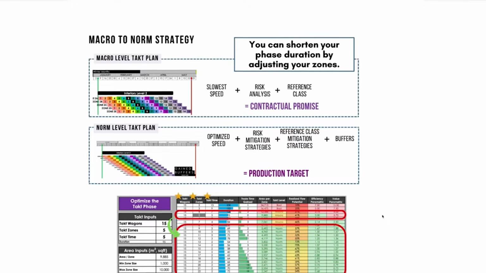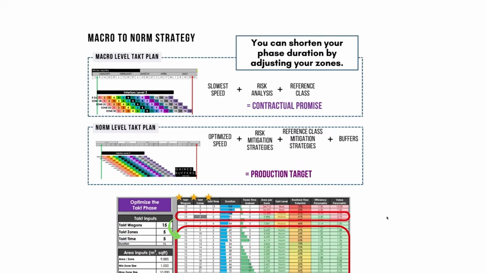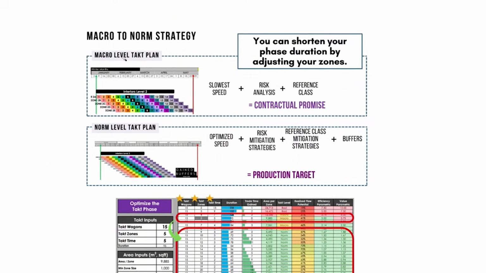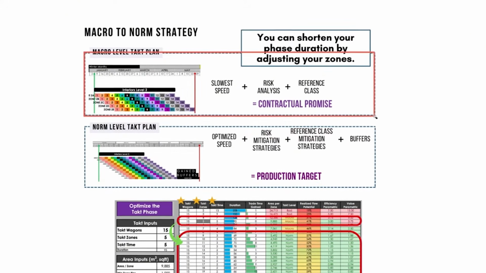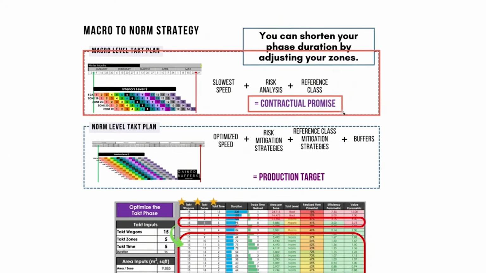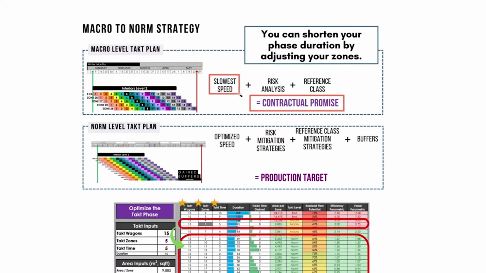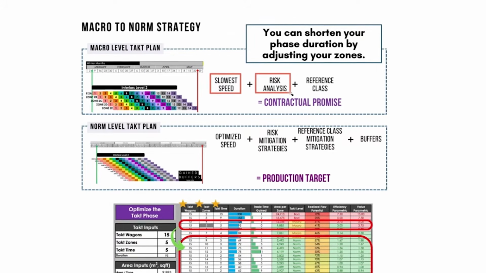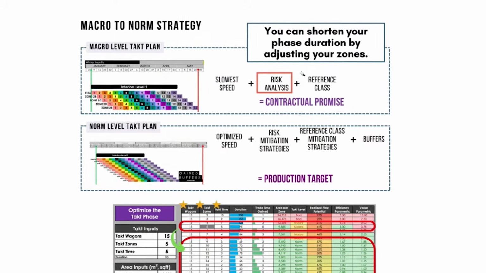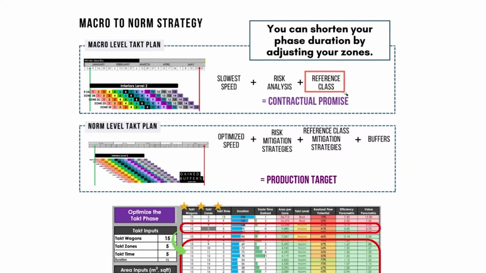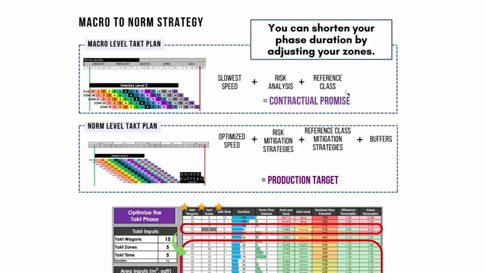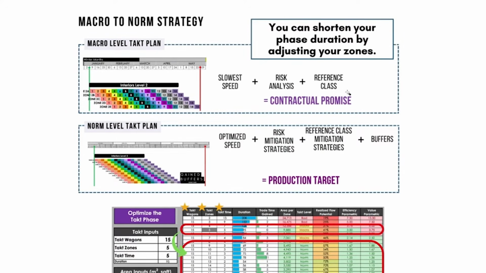Let me talk to you about how we set the plan. I think you're going to like this. If you don't, please don't tell me. You're going to hurt my feelings. Anyway, your macro-level takt plan, when done properly, constitutes your contractual promise. That means it is your slowest reasonable speed plus your risk analysis, meaning that you must account for risks in here, and your reference class according to the book How Big Things Get Done, where they talk about using historical projects from a budget and schedule standpoint and making sure that your current project falls within those same parameters. Don't think you're different or unique.